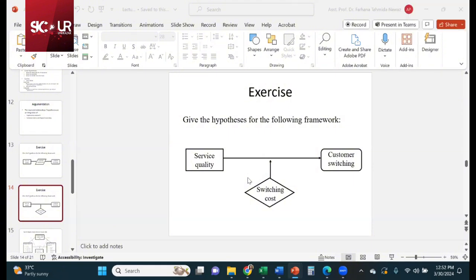Just mention that switching costs influence the relationship, but the relationship of what? Relationship of service quality and customer switching. You need to mention that. Okay, then who else would like to try?